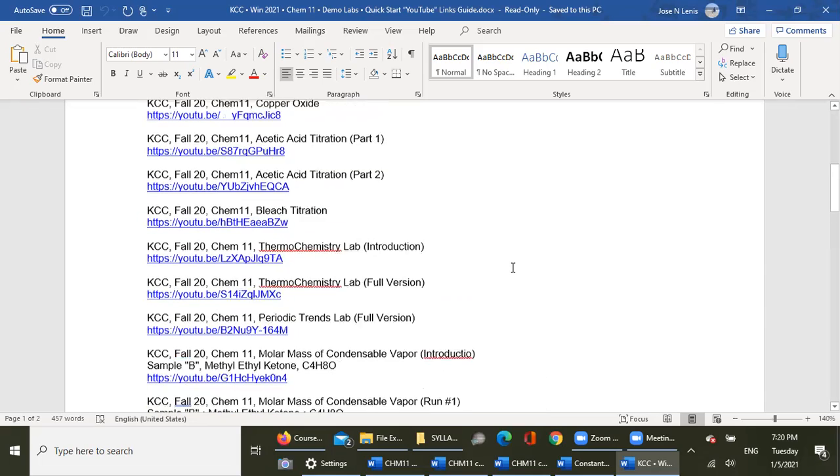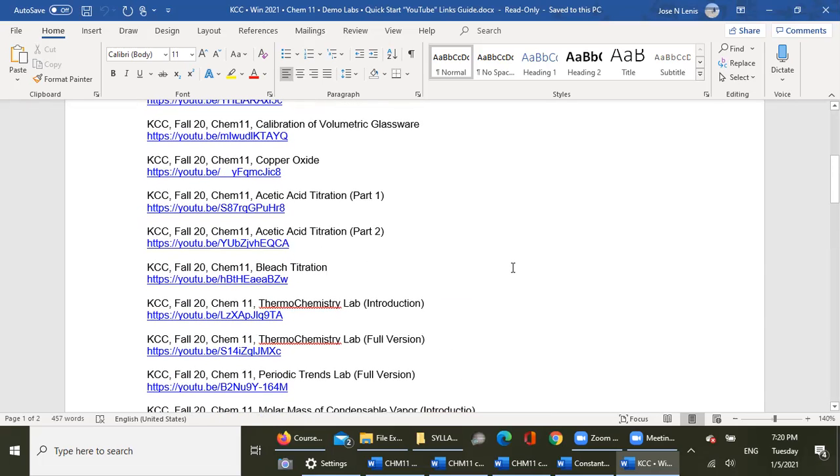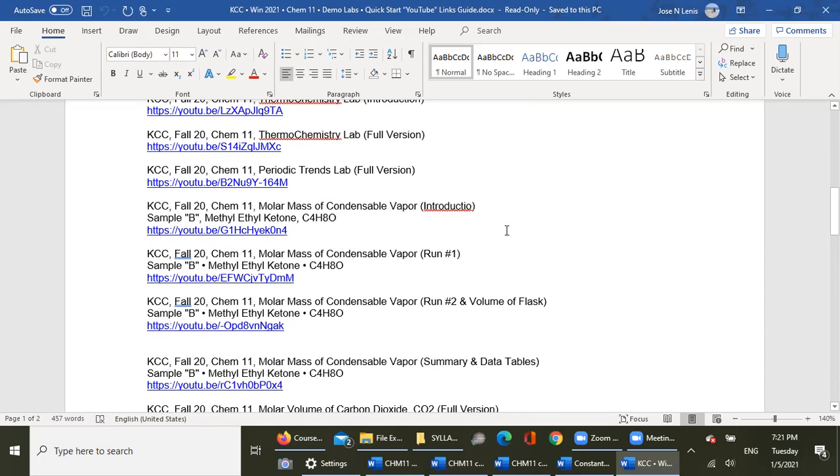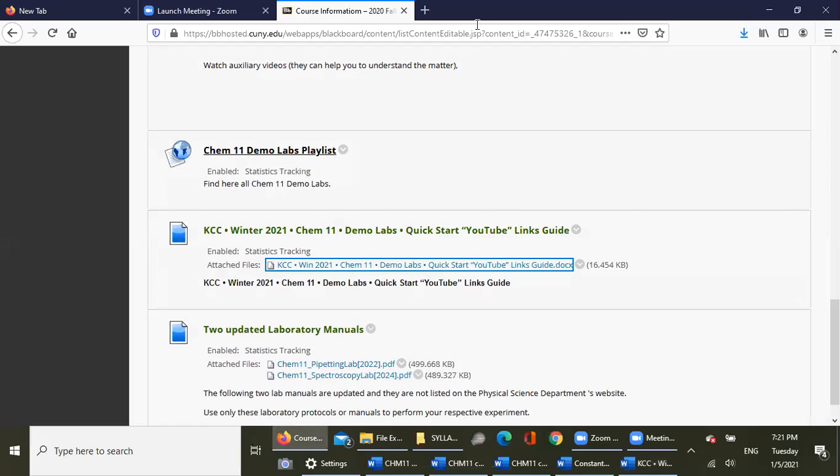Again, we do not follow the same order of the experiments listed on the department website. The department website shows you the list and lab manuals of all labs in a scrambled way. They are scrambled there, all right? But we don't follow that. This page that I'm showing you right now from the Blackboard shows you exactly the order, and that's the same order you will see here on the Blackboard, okay?